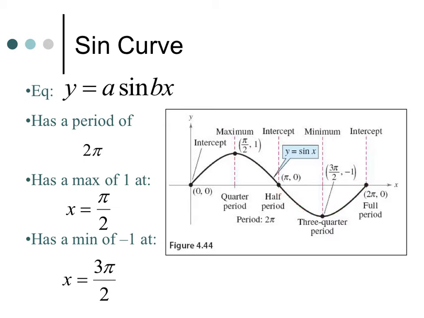So what we're going to do is examine how a and b, those two variables, will affect these 5 points to give us a new curve. It is important, though, that you do memorize these 5 points when graphing the sine and cosine curve, because as we move forward, we're going to be graphing those new modified points to get a more accurate sketch.